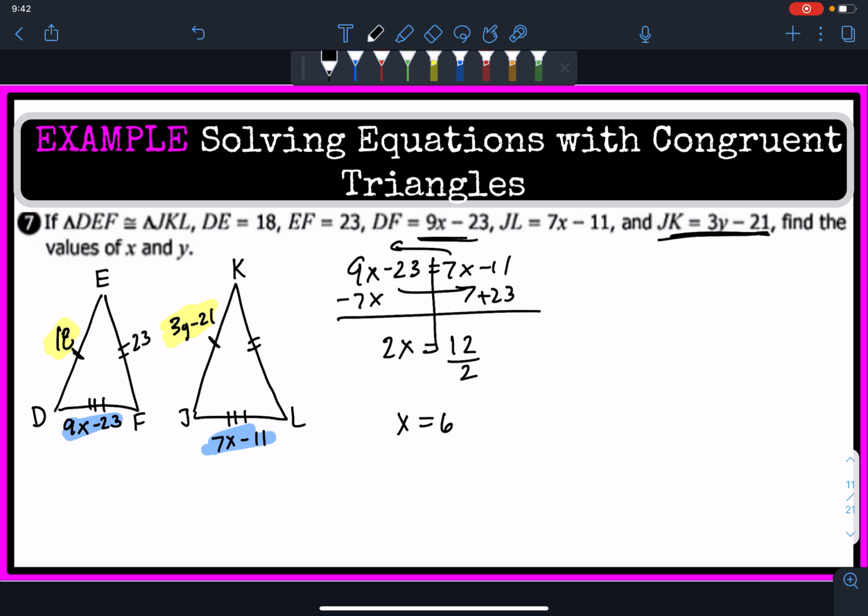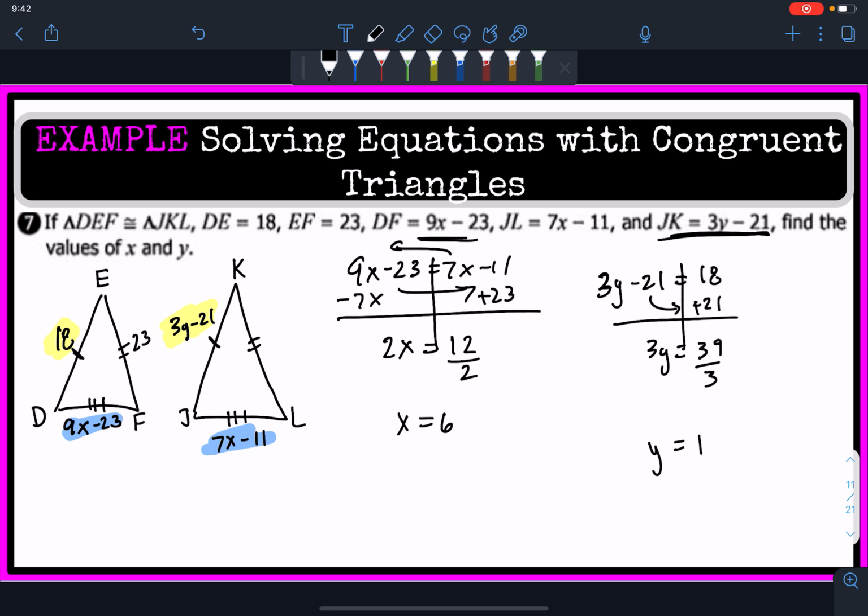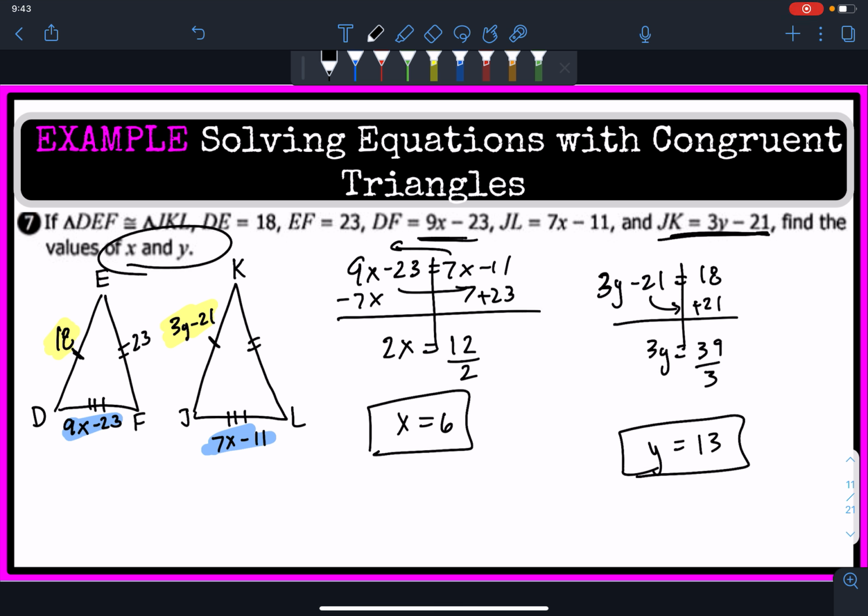Now for the y, well, this has the y, and that's going to equal 18. So 3y, not 2y, I'm sorry, 3y minus 21 is equal to 18. So this equation is a lot easier to solve. We're just going to simply add the 21 to the right side. We're going to get a total of 39, and dividing by 3, y is going to equal 13. So those are the values of both x and y, which is what they wanted us to do. They asked us to find the value of x and y.